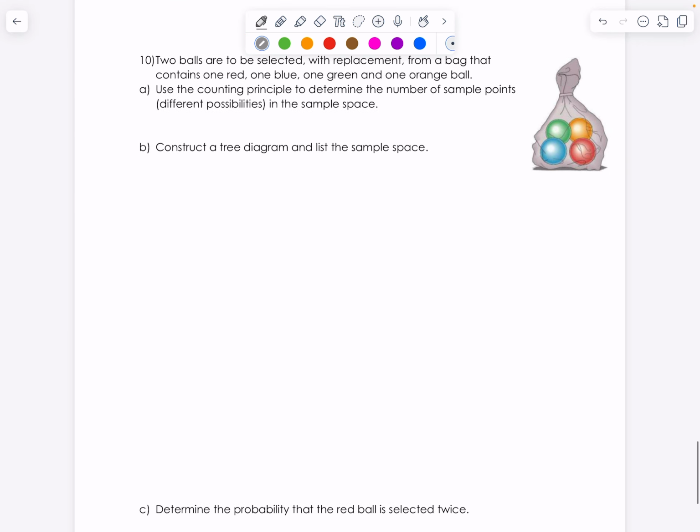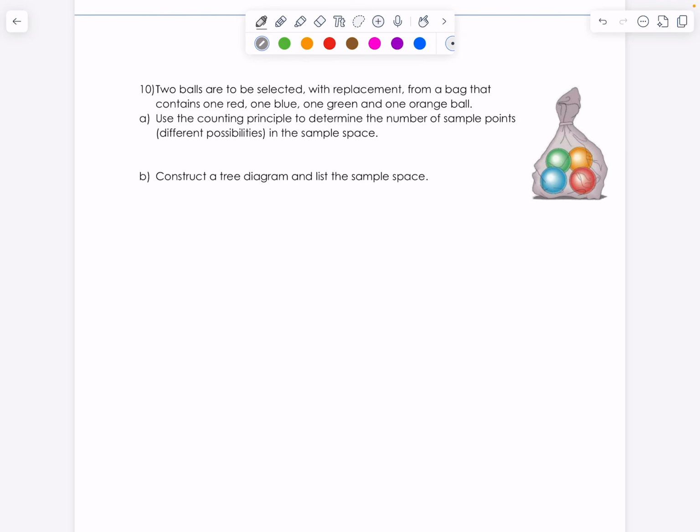All right, last one. So we have a bag that has 4 different colored balls in it. We are going to pick out 2 of those balls, and they're going to be selected with replacement. That's important. With replacement means we're going to stick it back in after we pick. Let's say we get an orange ball. After we pick it, we can put it back in so we have it to choose from again. So it has 1 red, 1 blue, 1 green, and 1 orange ball.